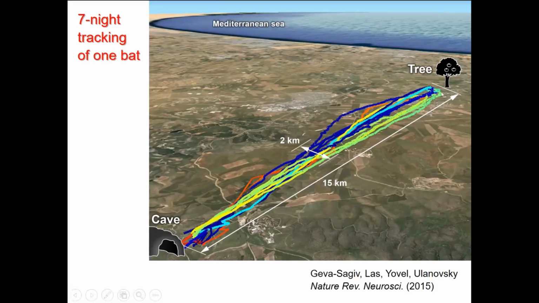And it goes really to the same tree. You can't really see it, but if you zoom in, it's one tree that they go to. And they fly, in this case, about 15 kilometers to this tree. So these guys can really navigate. They can go over and over to the same tree, very straight, over a distance of 15 kilometers. So this is the kind of behavior we'd like to understand eventually.